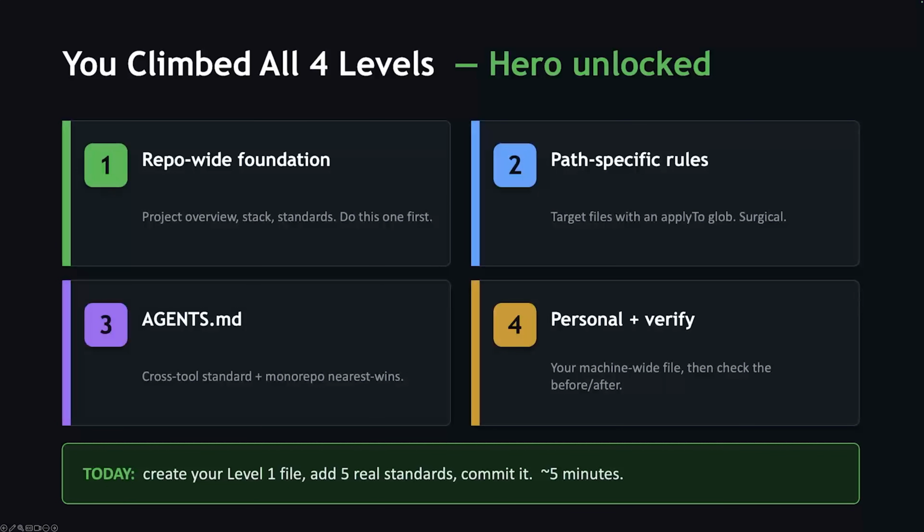Here's your action plan for today. Open your main repo, create that level 1 file, drop in 5 real coding standards, and commit it. It'll take you 5 minutes, and that alone will change how Copilot works for you. Then climb the rest when you're ready. Remember the caveat. AI is non-deterministic, so it's strong guidance, not a guarantee. But I promise you'll feel the difference immediately.